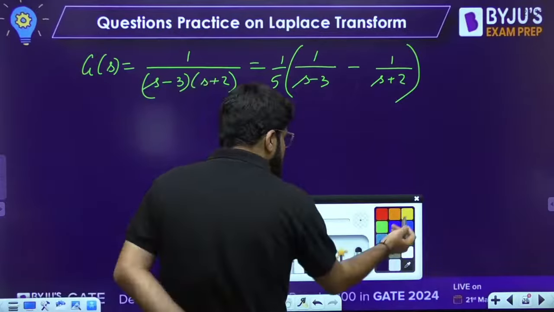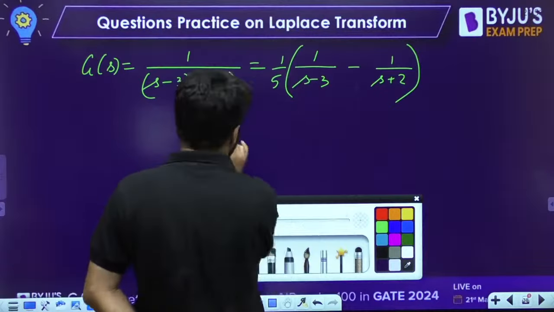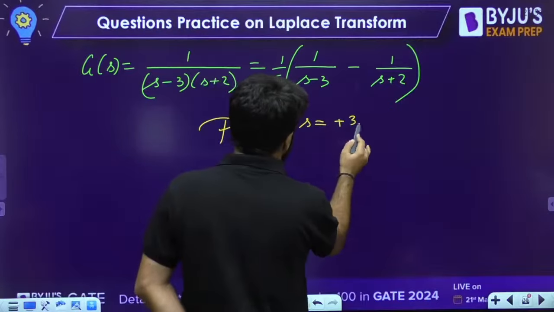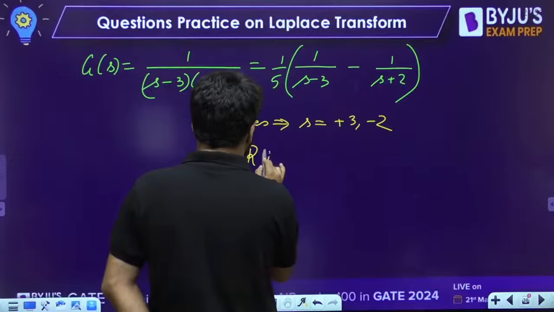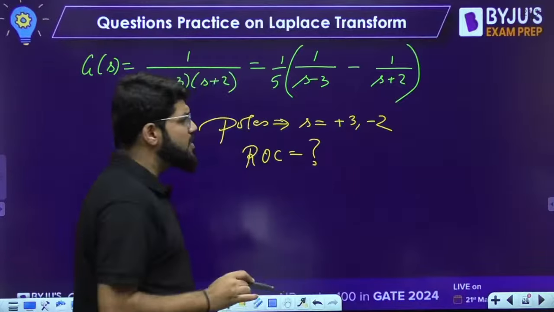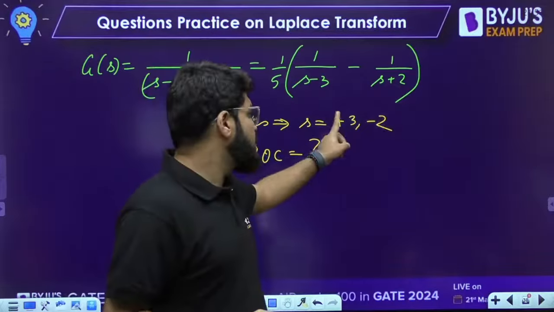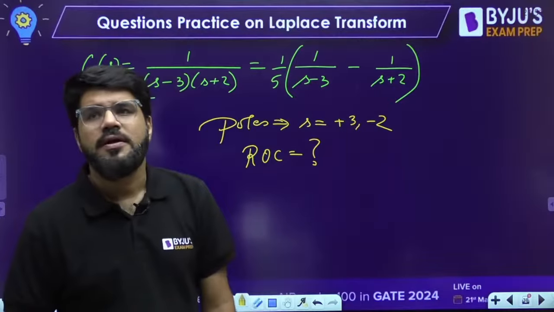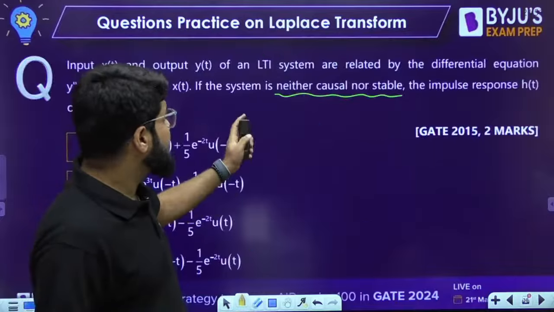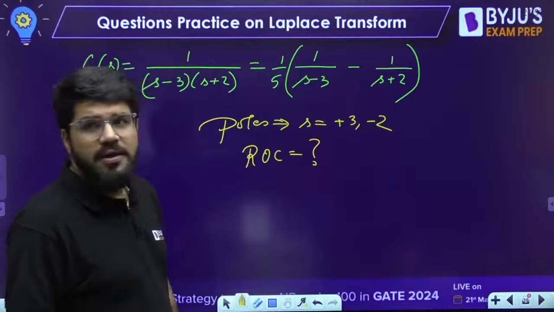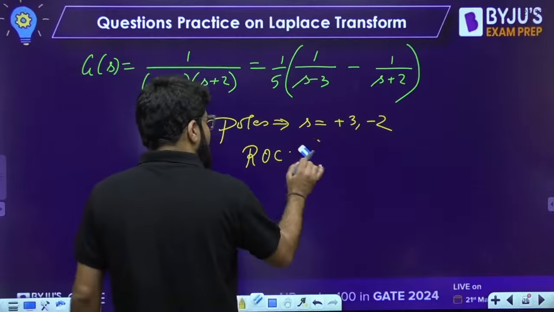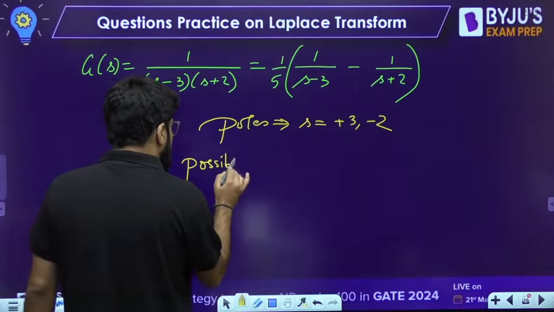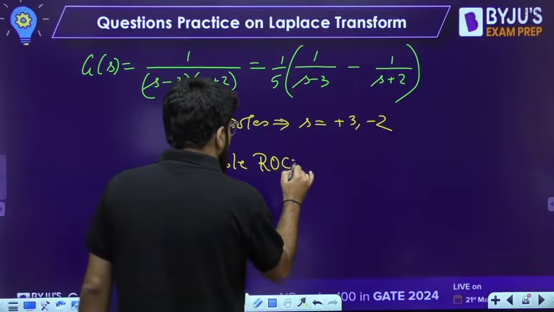Now what are the poles of this? The poles are s equal to plus 3 and minus 2. Okay, so what is the ROC? There can be any possible ROC: right of the largest root, that is right of 3, left of minus 2, or between 3 and minus 2. Okay, but I want the system to be neither causal nor stable. So what will we do? See, what are the possible ROCs? Let me write down. What are the possible ROCs?